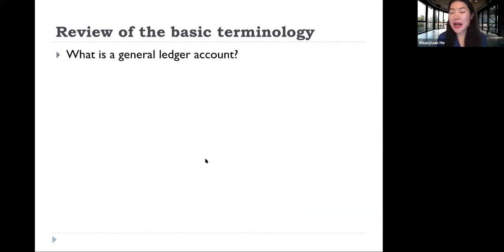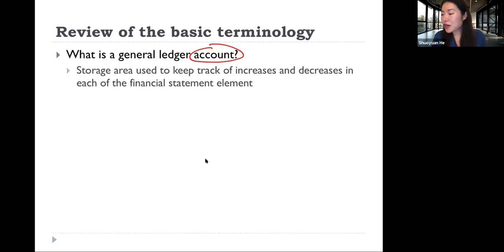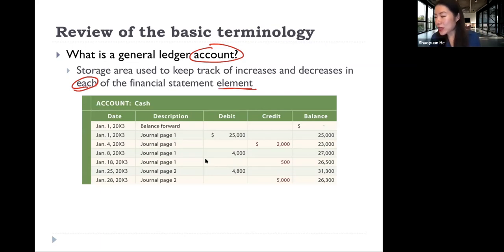What is a general ledger account? Or what is an account? A general ledger account is a storage area used to keep track of increases and decreases in each of the financial statement elements. So this is what an account looks like. This is the name of the account. This is for the cash account.